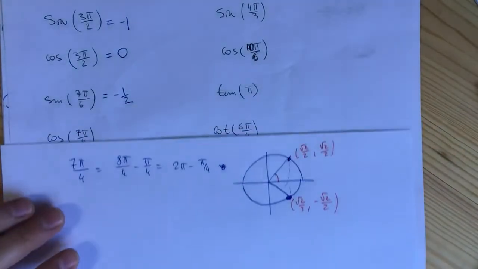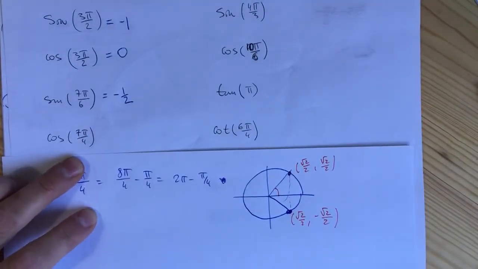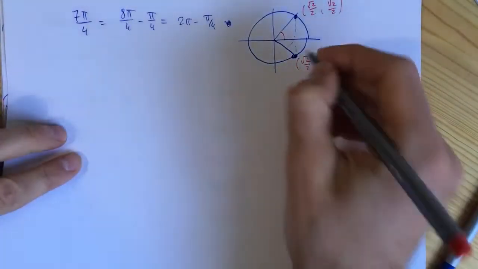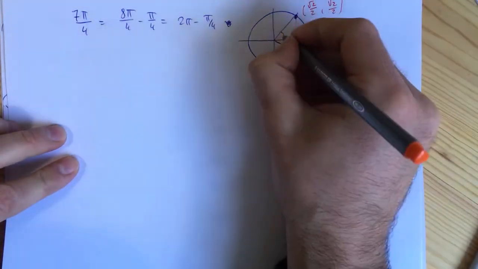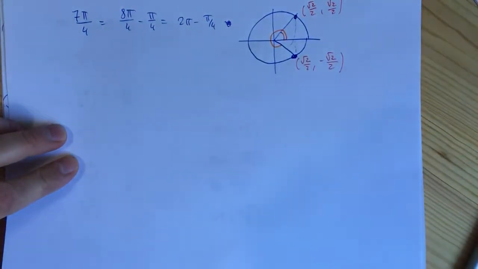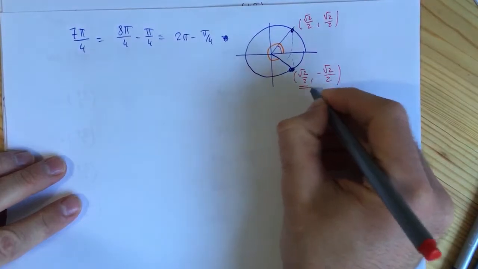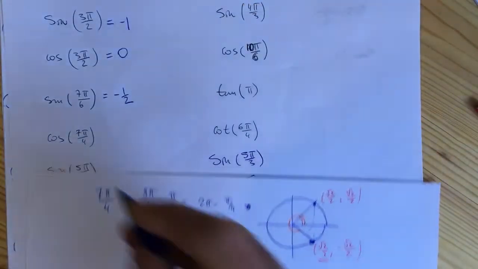Now our question is what? How much is cosine of 7 pi over 4? Okay, cosine of 7 pi over 4. This is our angle, 7 pi over 4. And cosine of 7 pi over 4 obviously is square root of 2 over 2.